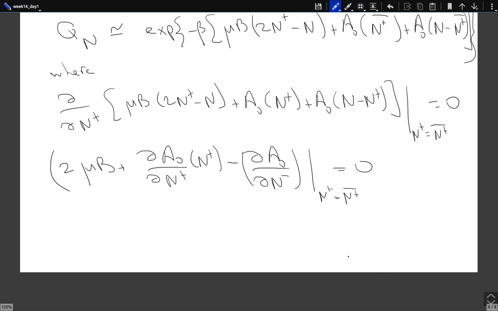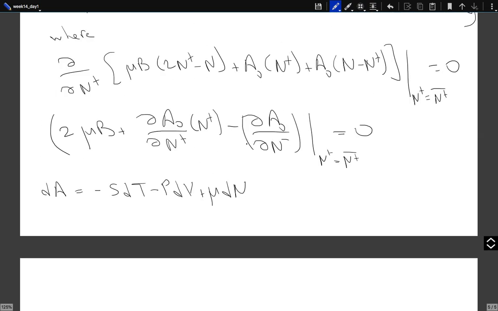So do you remember what is the derivative of the free energy with respect to the number of particles? Our thermodynamic relation tells us that dA is minus S dT minus P dV plus mu dN. So dA over dN is nothing but my chemical potential. So this condition basically gives me that this is the chemical potential mu 0 evaluated for N plus electrons, minus mu 0 evaluated for N minus electrons, plus 2 mu B. This should be equal to 0.